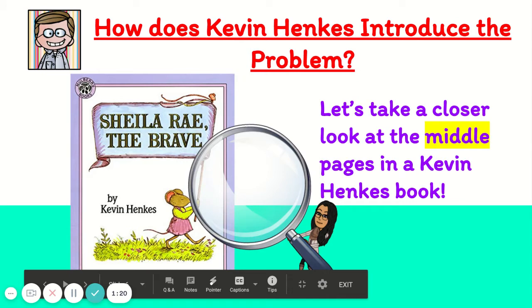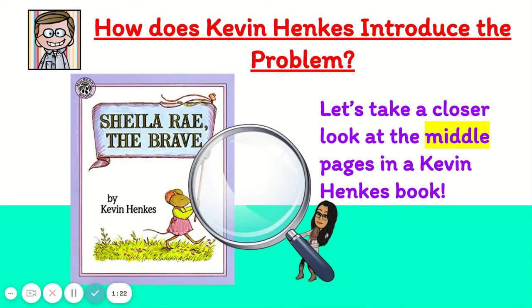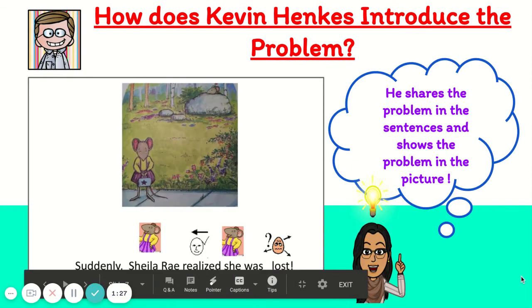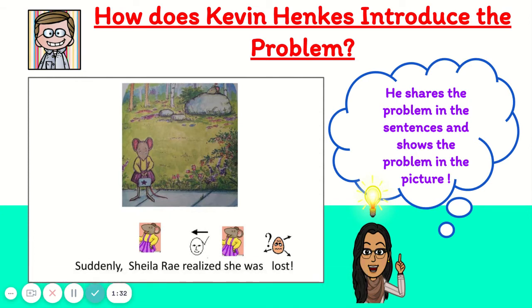We are going to look at how Kevin Hanks introduces a problem in some of his books. He shares a problem in the sentences and shows a problem in the picture. For example, this page in Sheila Ray the Brave book says, "Suddenly, Sheila Ray realized she was lost." This was a problem in the story. And Kevin Hanks drew Sheila looking very sad in the drawing. He wrote the problem in the sentence and showed it in the drawing as well.